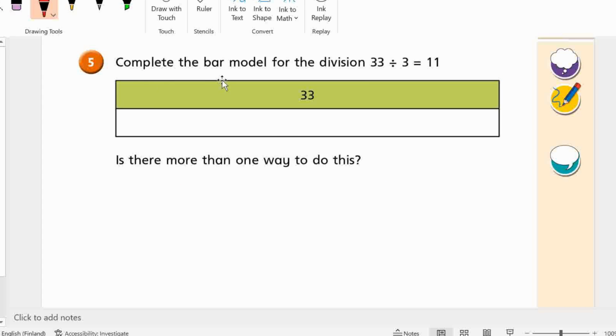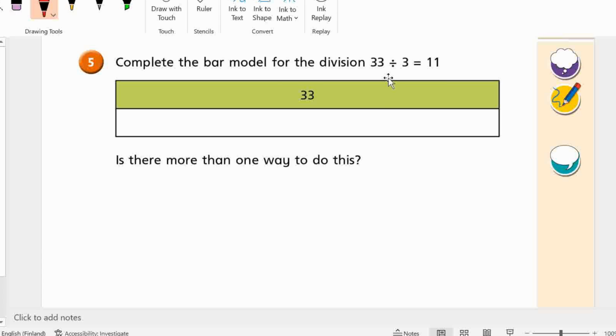Number 5, complete the bar model for the division 33 divided by 3 equals 11. Is there more than one way of doing this? There is. What are the 2 different ways? So you have 33. You can either divide it by 3 or 11. Yes, good, well done.